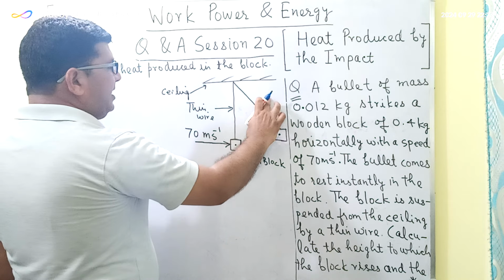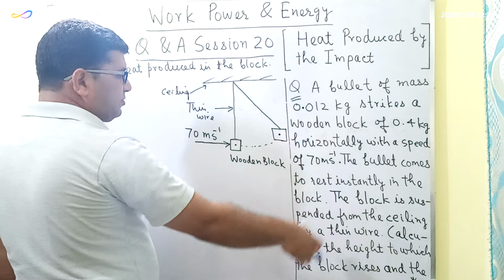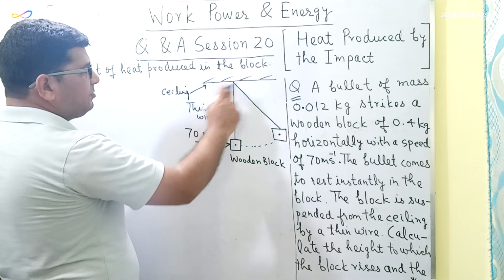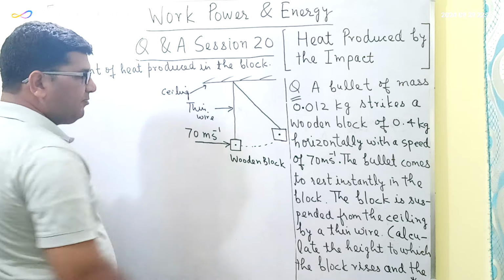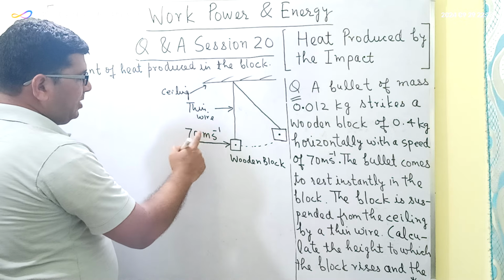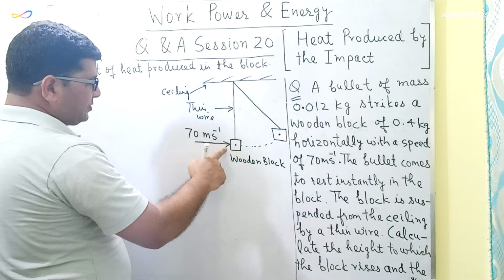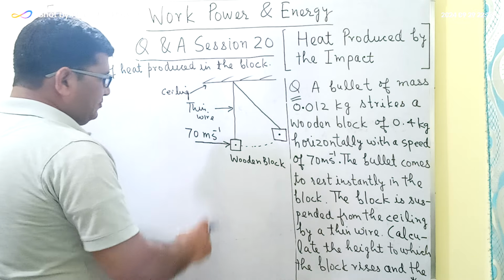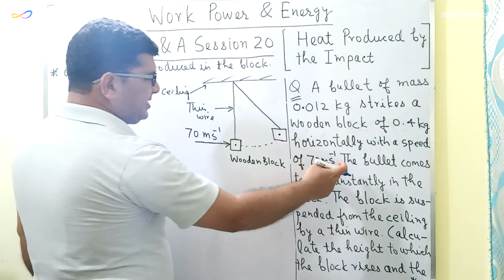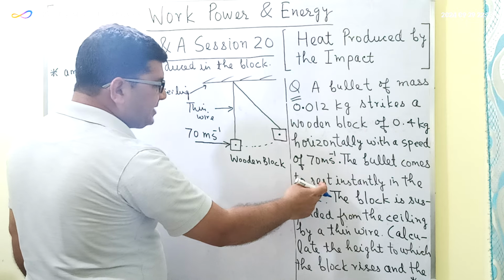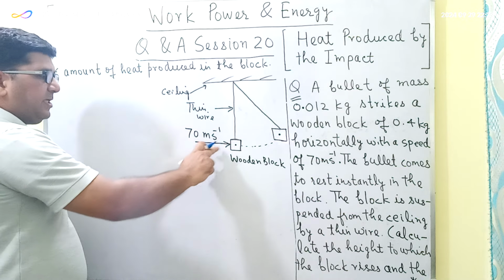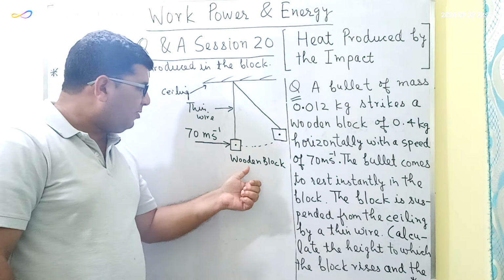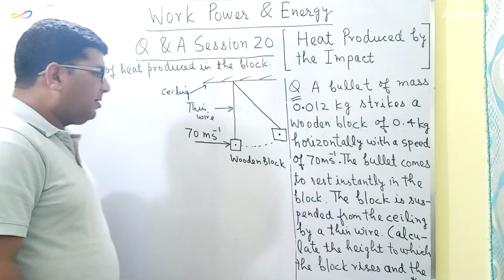So I have already drawn one figure based on this question. In this question, this is the wooden block which is hung from the ceiling with the help of this thin wire. And a bullet strikes this wooden block horizontally with a speed of 70 meter per second. It is written that the bullet comes to rest instantly in the block. That is, when it strikes the wooden block, it comes to rest in the wooden block instantly.